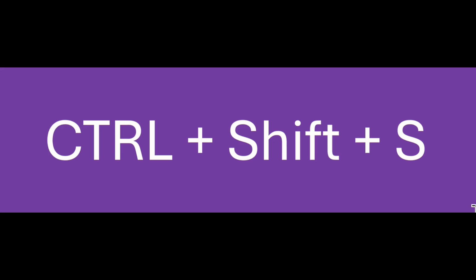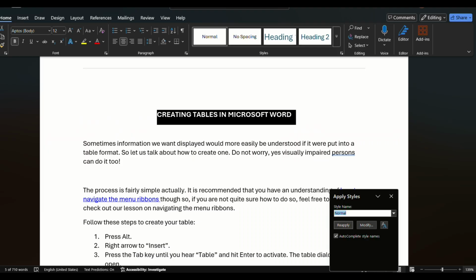Control Shift S. Toolbar. Apply styles window. Apply styles property page. Style name. Edit selected normal. Now the first thing you get here upon opening this styles dialog box is the drop down list where you can select whichever style you want. Now I want heading level 1, so let me down arrow. Normal. No spacing. Heading 1. Heading 1 selected. And that's heading level 1.